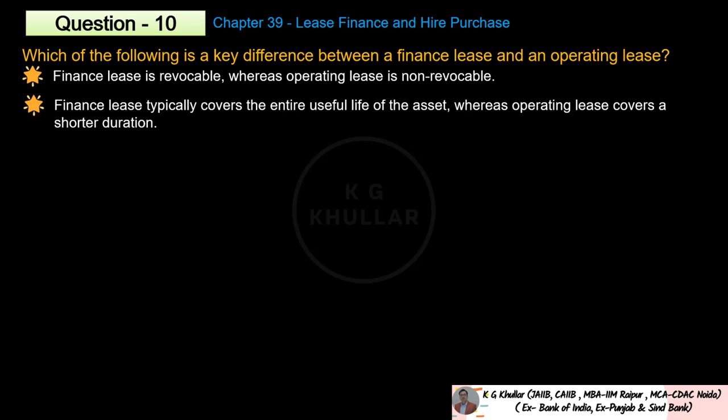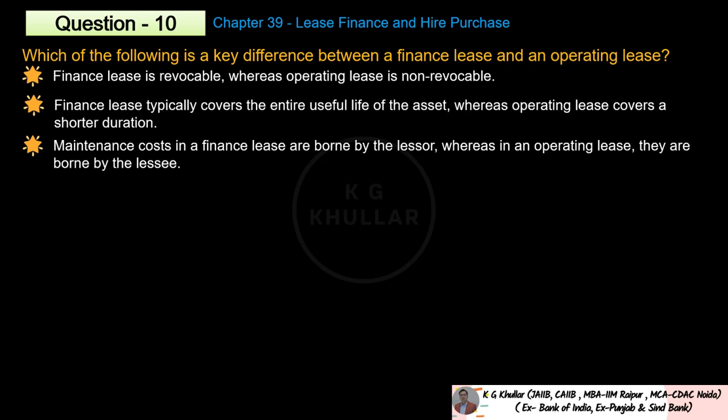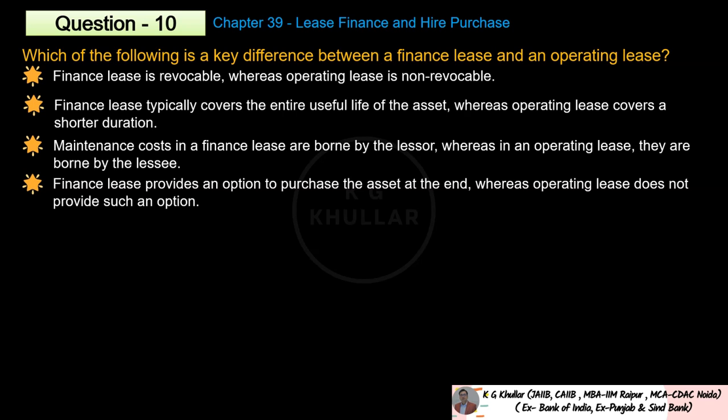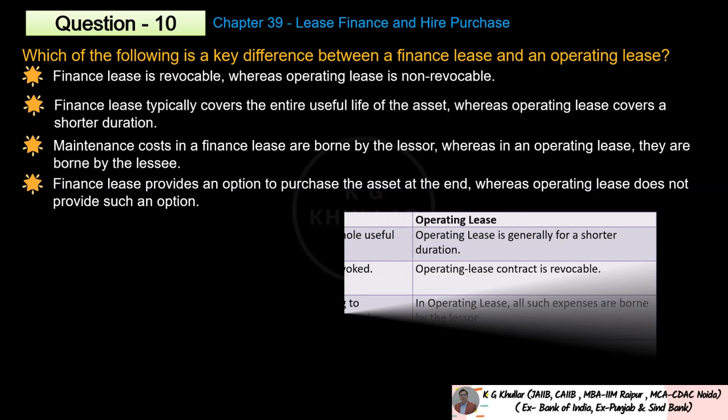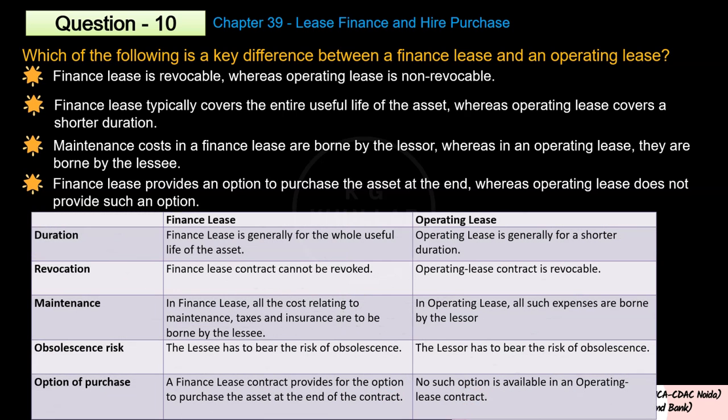Then second option B is finance lease typically covers the entire useful life of an asset whereas operating lease covers a shorter duration. Then third option C is maintenance costs in a financial lease are borne by the lessor whereas in an operating lease they are borne by lessee. And last option D is finance lease provides an option to purchase the asset at the end, whereas operating lease does not provide such option.